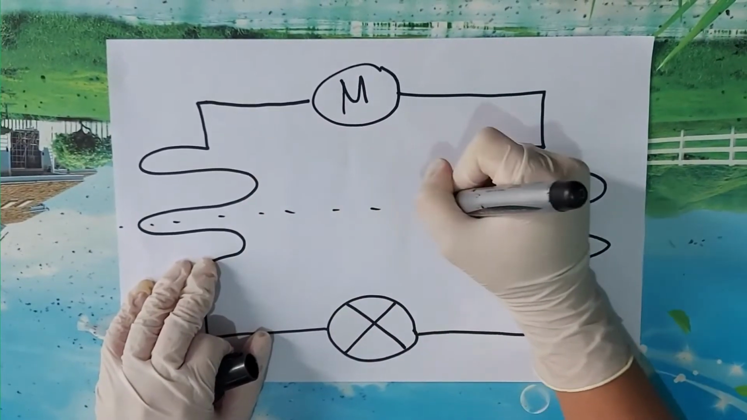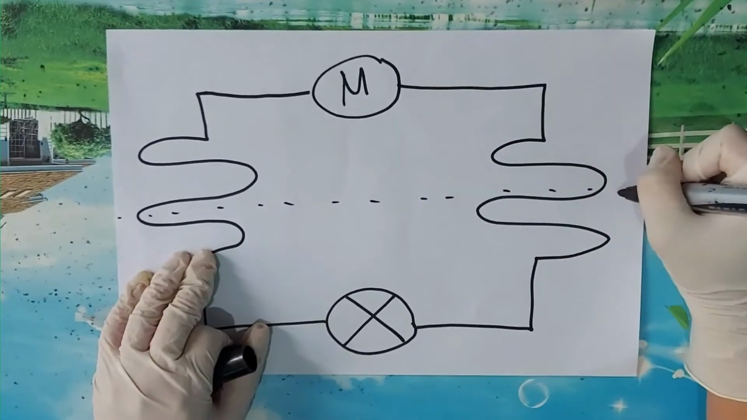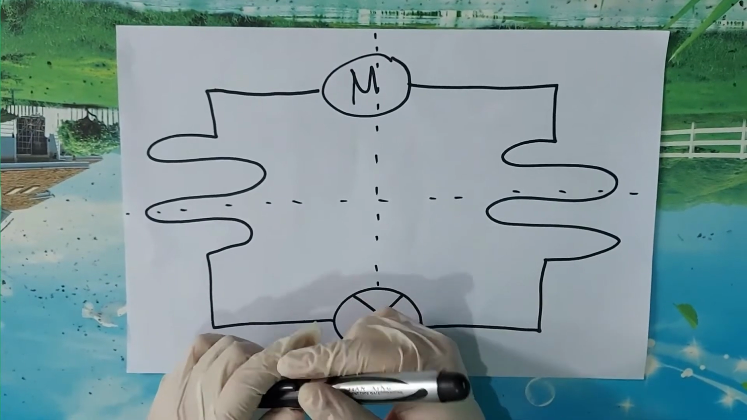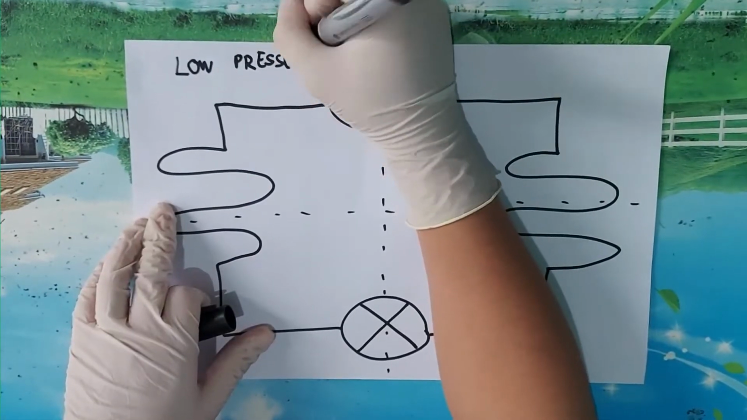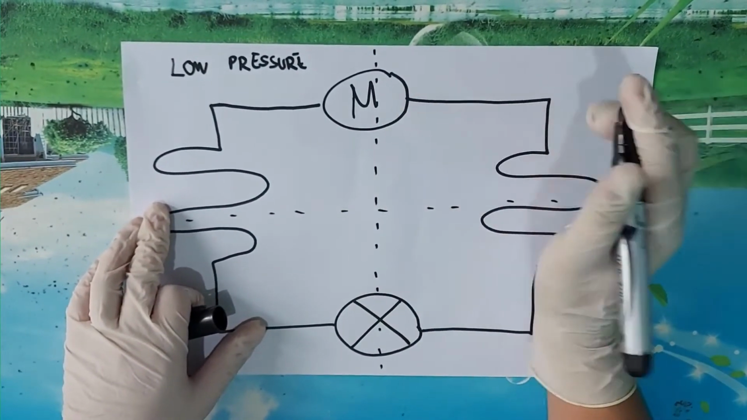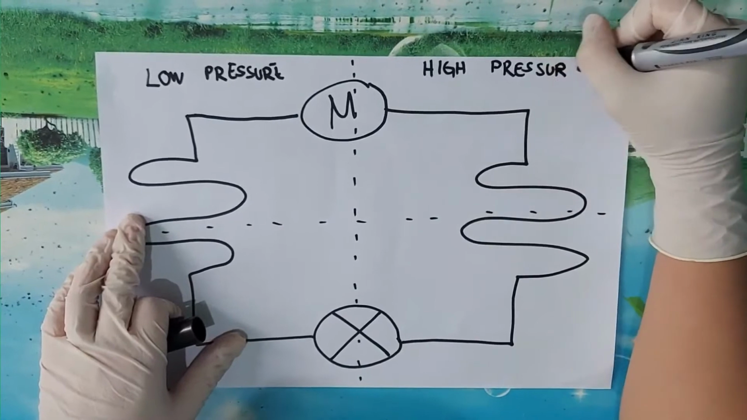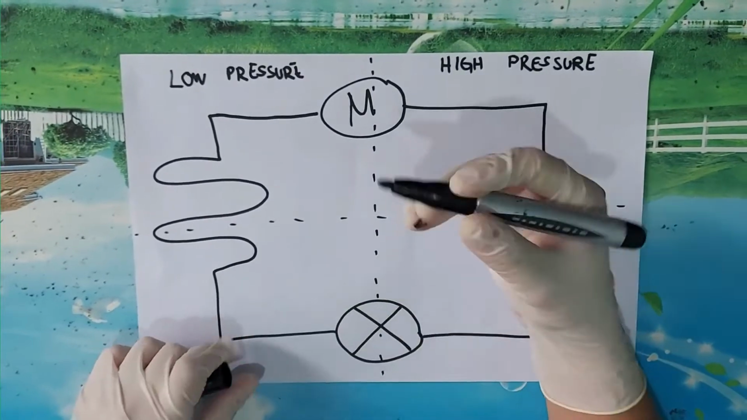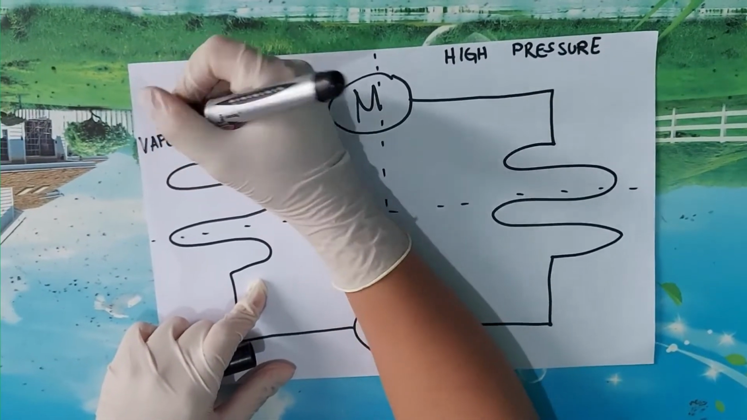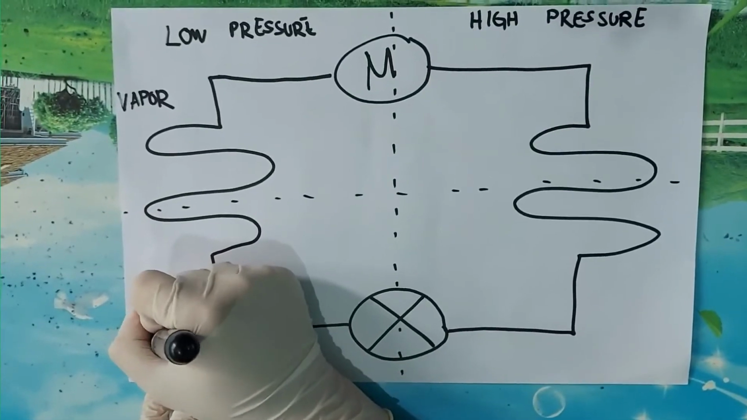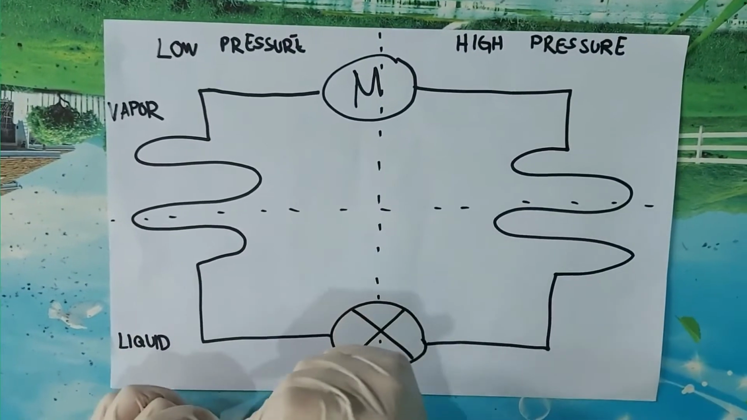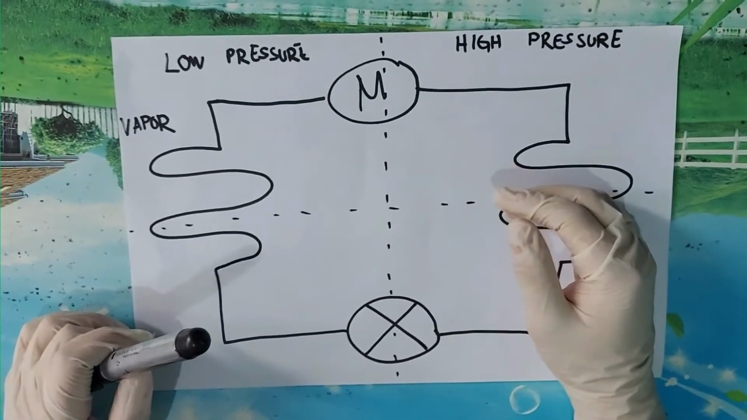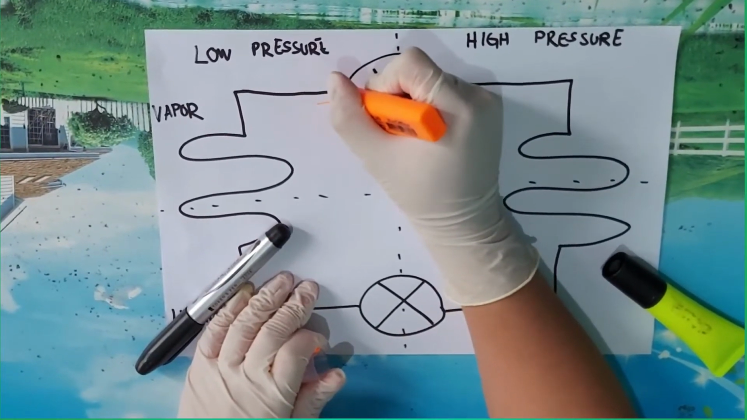In this video, I will show you the cycle by dividing the cycle horizontally and vertically. In the left side, the entire refrigerant has low pressure, while on the right side has high pressure. There are also two states of refrigerant, which is the vapor refrigerant and liquid refrigerant. So in here, the upper part is vapor and the lower part is liquid. So let's begin the refrigeration cycle.